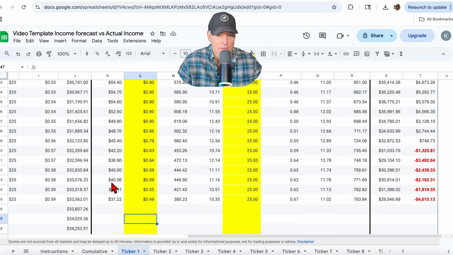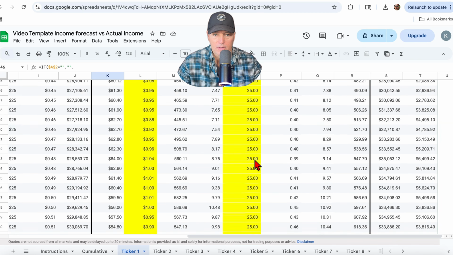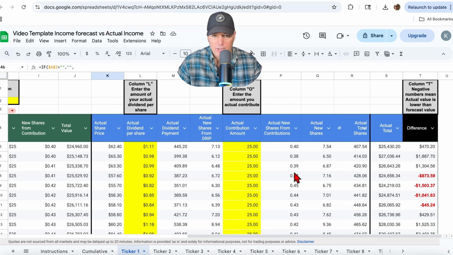In this column here, you see these are blank, what the share price actually is, because that date is in the future. It will populate as that date comes up. And so once this date passes, it'll be here. You can add in your dividend, your distribution, and then it'll show you what your actual dividend payment was. This is how many new shares you're buying from reinvesting. And then you have here your actual contribution that you're making. We said $25 a week, so we're just assuming on this that we did that. And how many new shares you get from that.